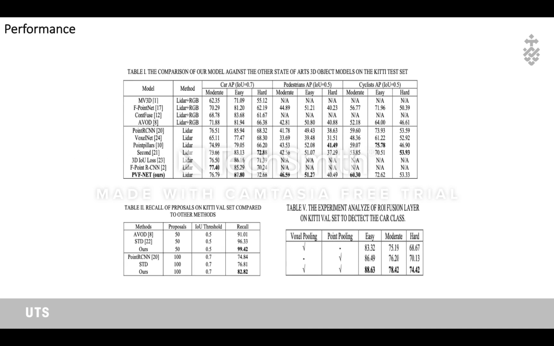Our performance outperformed many state-of-the-art models, especially in the car and pedestrian detection under the easy mode. We also compared the recall rate in the first stage with other methods, which increased by 3 and 6%. And we also compared our own models. We did the experiment on voxel and point fusion layers, which gives us the result: the joint pooling method increased the performance by 3 to 4%.